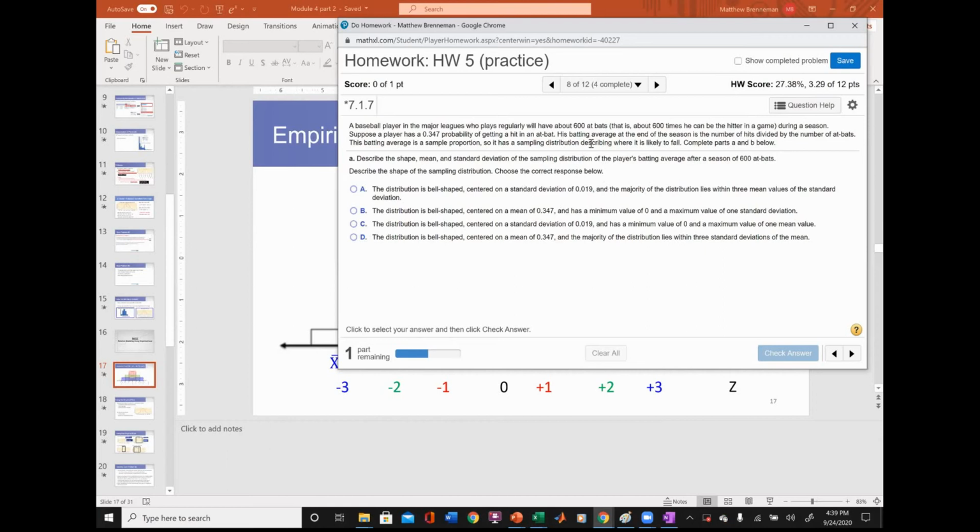Okay, so first of all, they want us to describe: if this batter is really a .347 hitter and he bats 600 times in a season, what does the distribution of possible batting averages that he could have look like? Well, again, we're looking at a sample percentage, so we know what sample percentages are. They have a normal distribution, right? And we know how to find the mean and the standard deviation, because the mean is the true population percentage, which we're given, and we find the standard deviation using that value and the sample size.